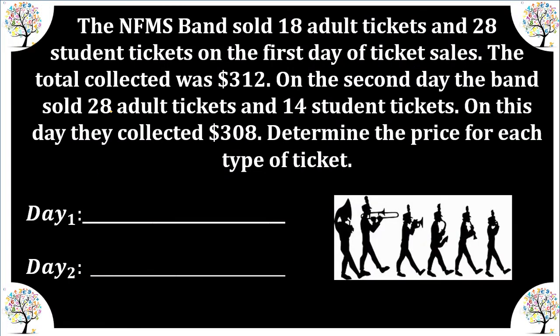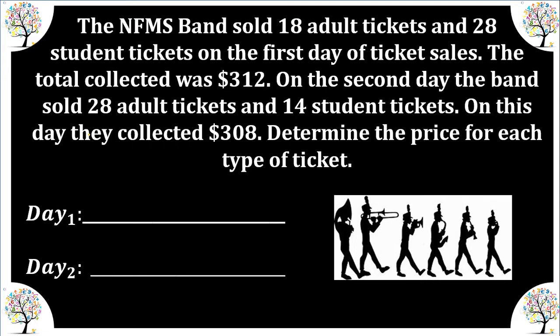The NFMS Band sold 18 adult tickets and 28 student tickets on the first day of ticket sales. The total collected was $312. On the second day, the band sold 28 adult tickets and 14 student tickets. On this day, they collected $308. Determine the price of each ticket.